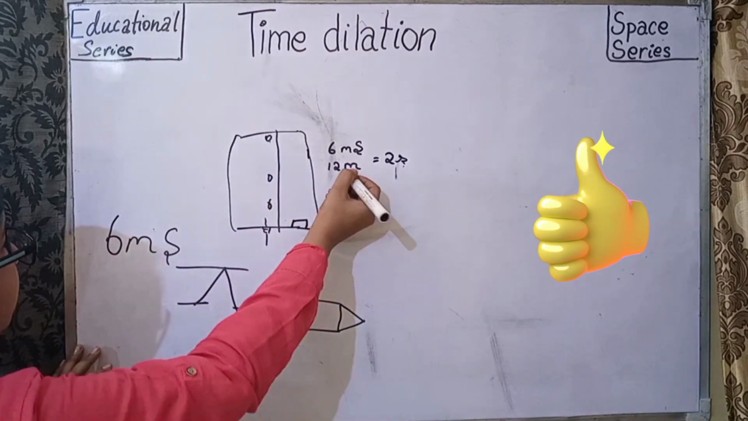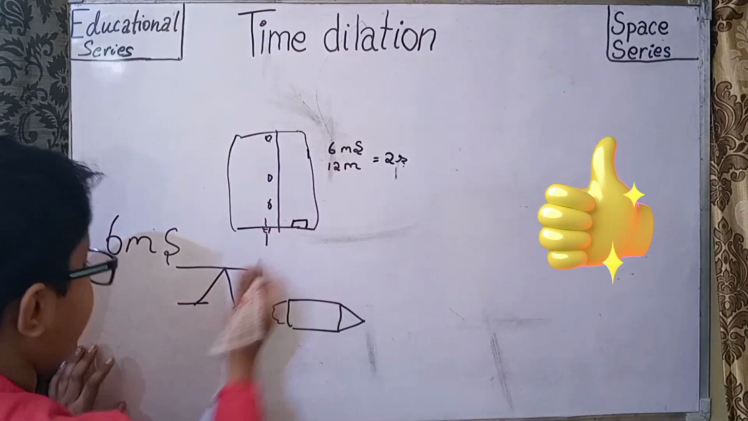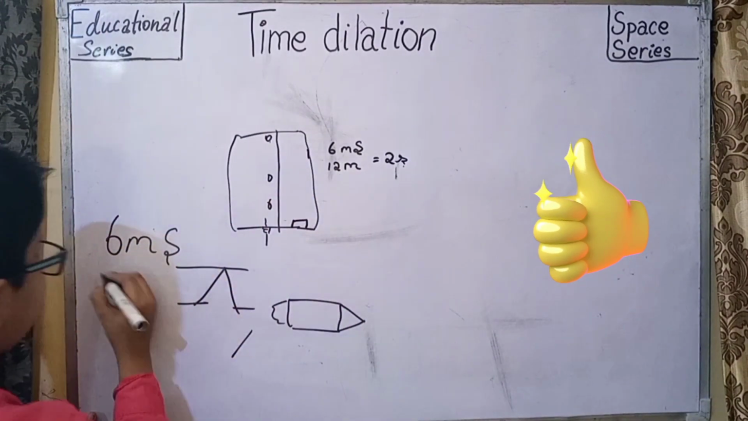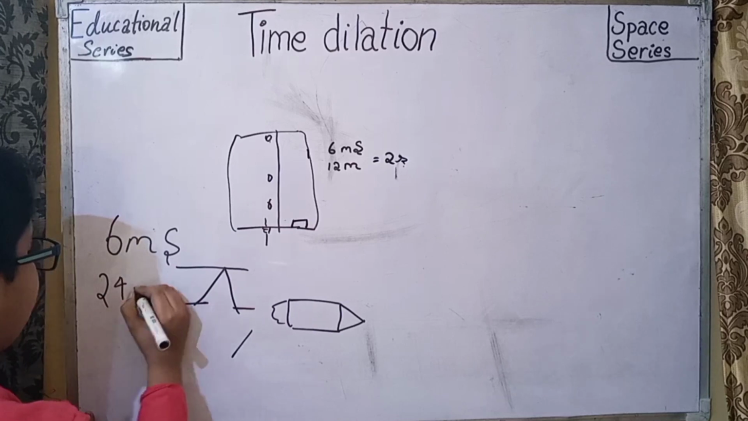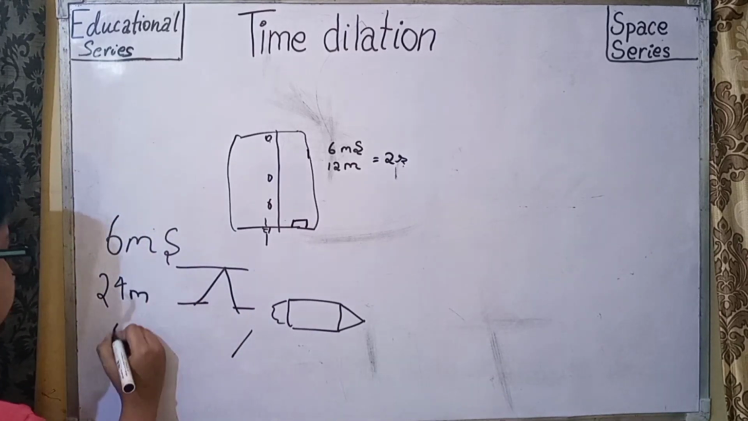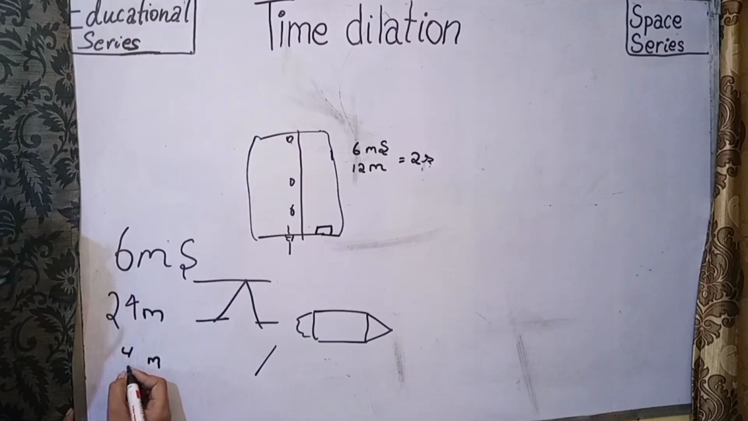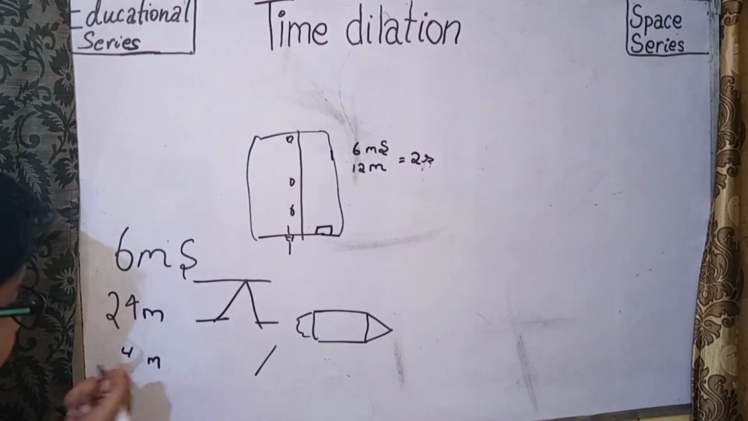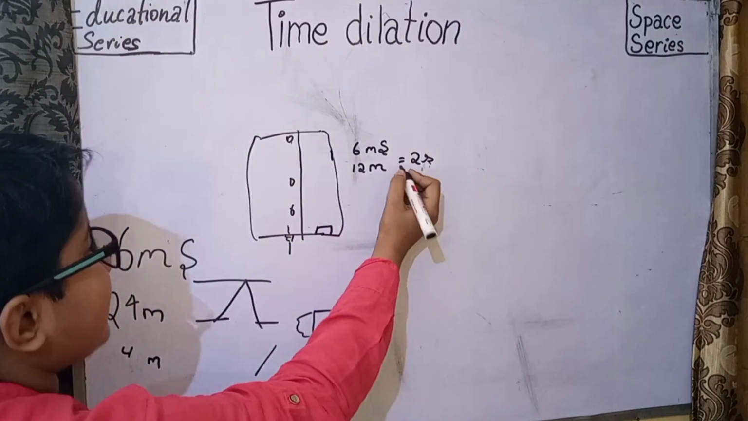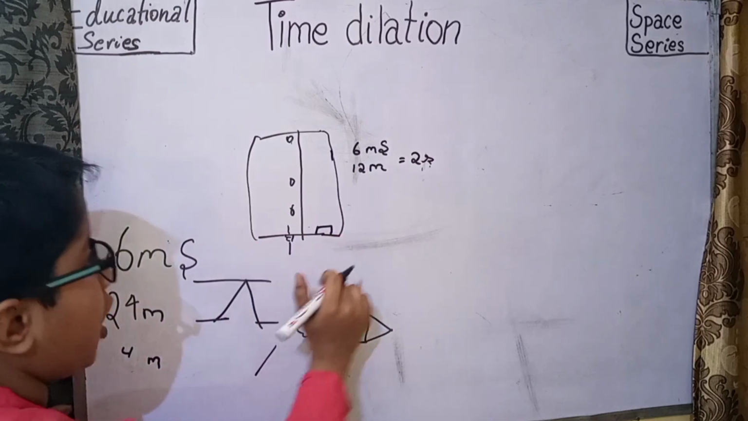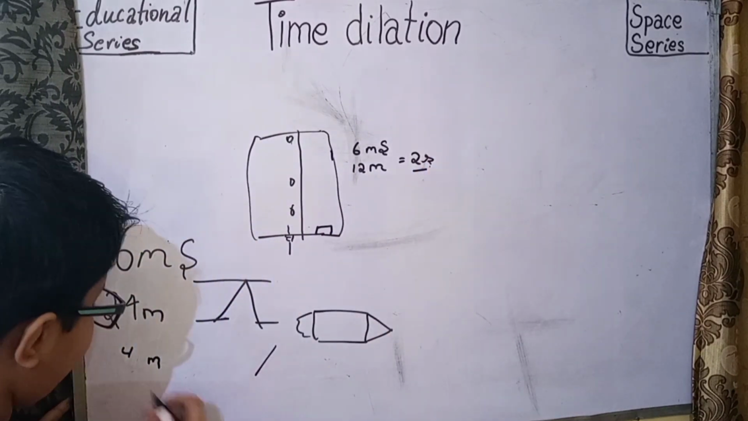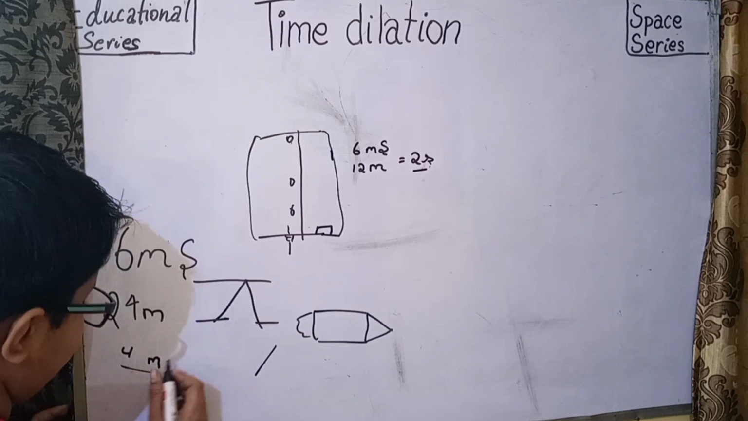And the same now, the distance is multiplied because the distance has been enlarged. So it's 24 meters this time, and the time will be 4 seconds, as I have told you. Now what does it mean? For the people inside the rocket, the time will be only 2 seconds, but for the people outside the rocket, the time will be 4 seconds.